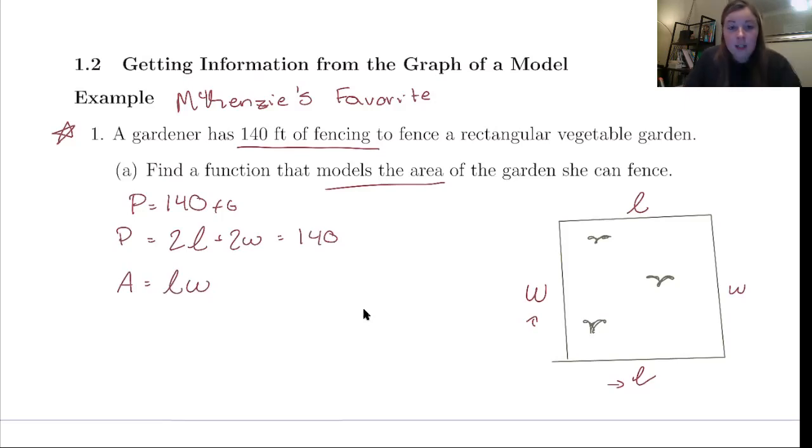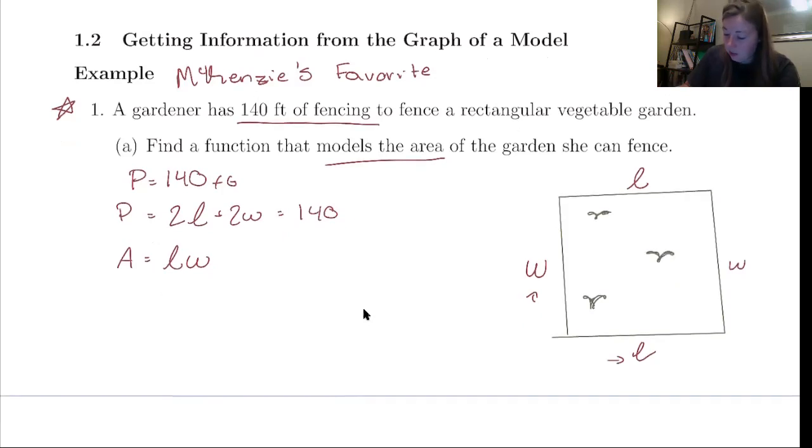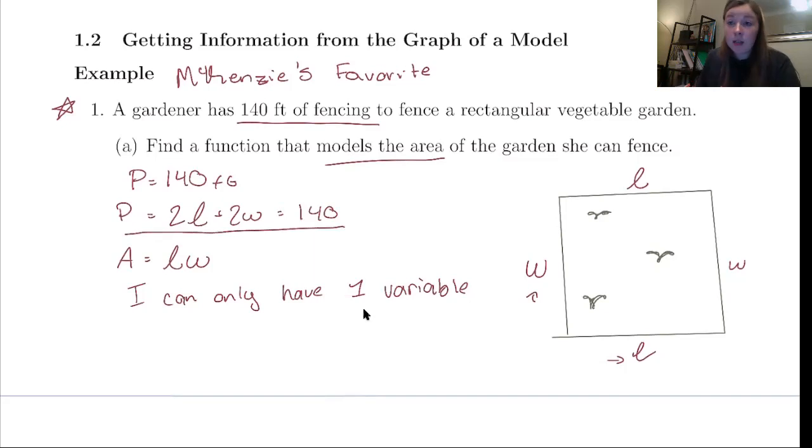But I only know how to deal with functions that have one variable, right? I can only have one variable, not carry a variable around. So what I'm going to do is take the function that is set, so it's equal to something, and get one of my terms in terms of the other.